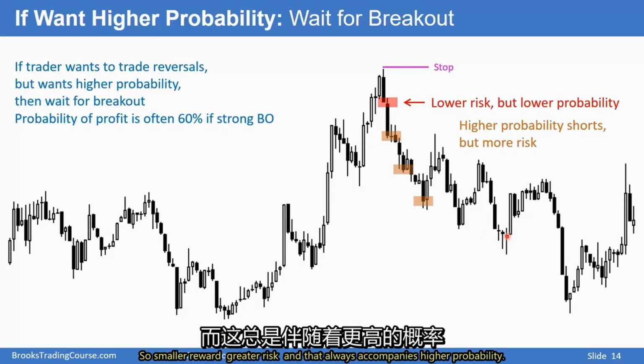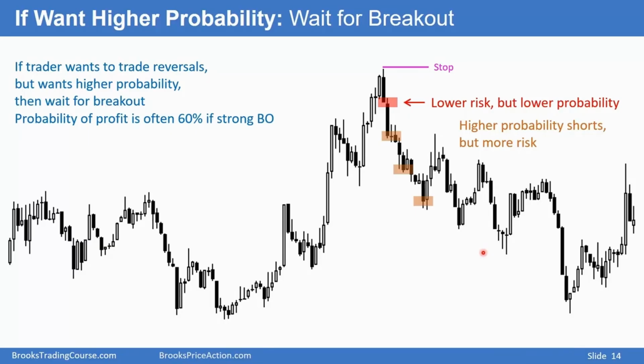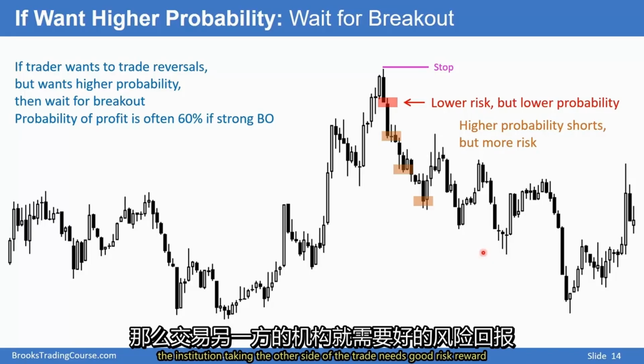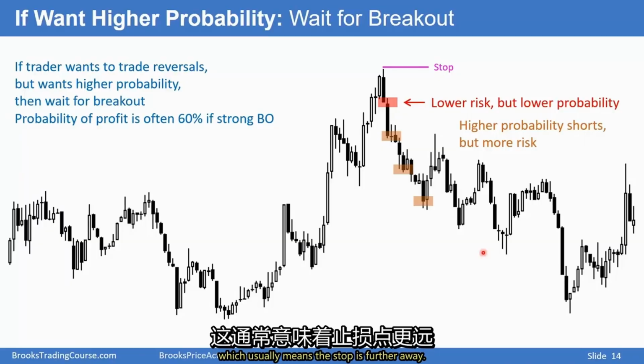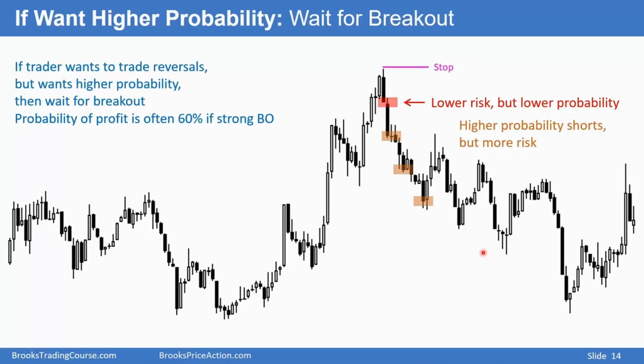So smaller reward, greater risk, and that always accompanies higher probability. Whenever you're waiting to enter later, once the probability is higher, you're always going to have a worse risk-reward profile. Because if you're having a high probability of profit, the institution taking the other side of the trade needs good risk-reward, which usually means the stop is further away. If you wait to enter when the probability is high, usually the stop is further away.